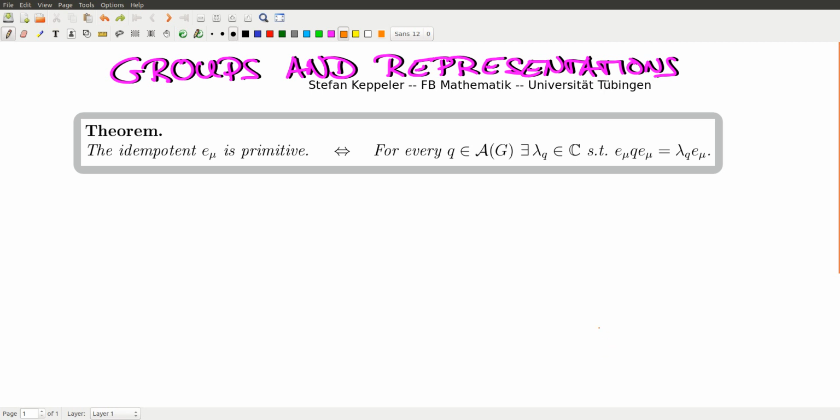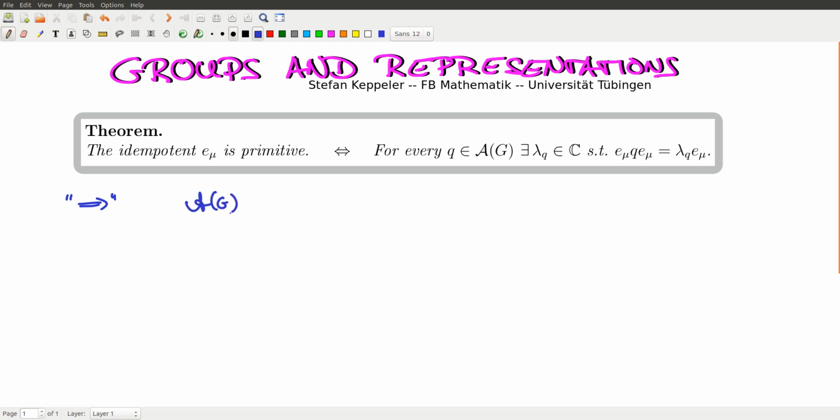We want to show this primitivity criterion. Let's start with this direction first. So we assume that E mu is primitive, and we show that then we can write this product E mu Q E mu as a multiple of E mu, no matter what the Q. Okay.